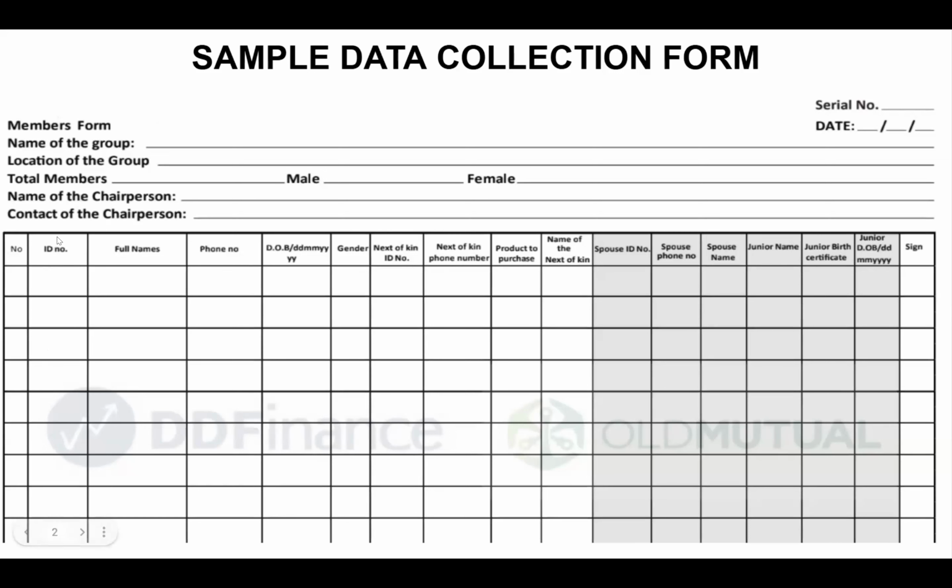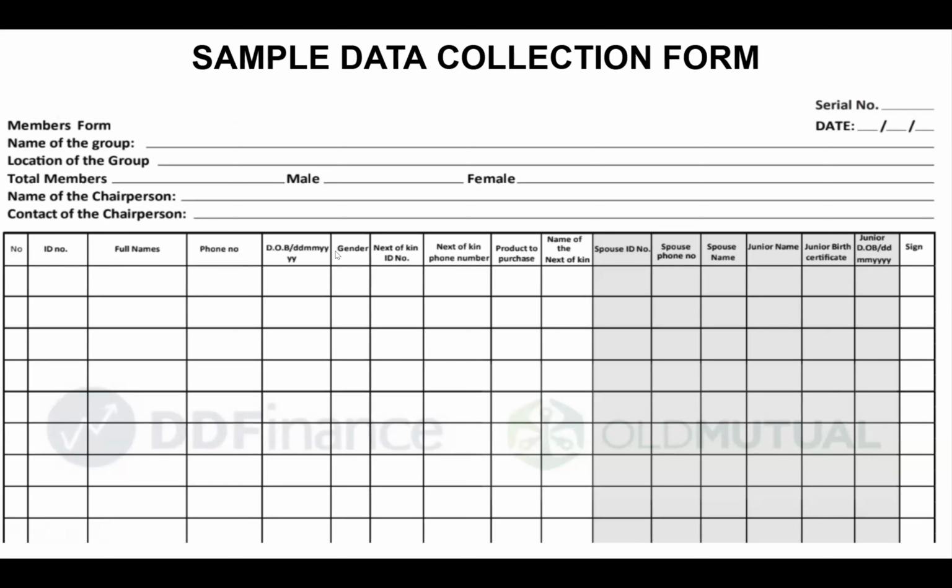So when we come to the members, we need the ID number, the full name, and the phone number. The phone number is very important for us to have updated, because in the case of a claim, the claimant will receive the money on their mobile phone number. So it's important that we have the latest one and the active one.